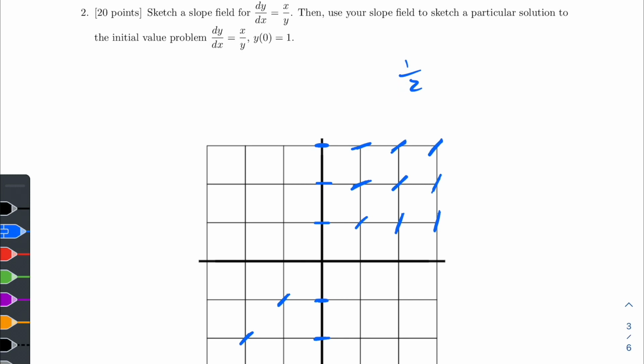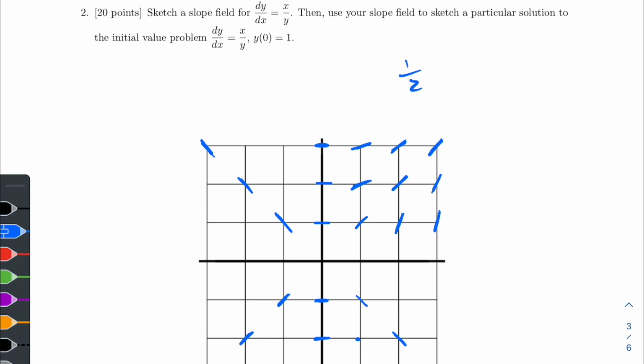And then you can just keep going from here. So over here, slope is going to be negative 3 over 3, negative 2 over 2, negative 1 over 1. Those all just cancel out to just negative 1. Same thing with down here.